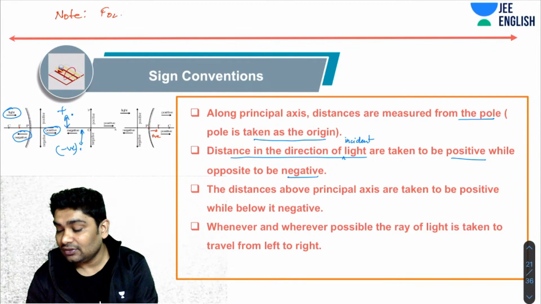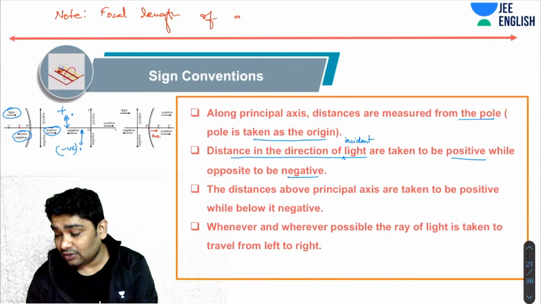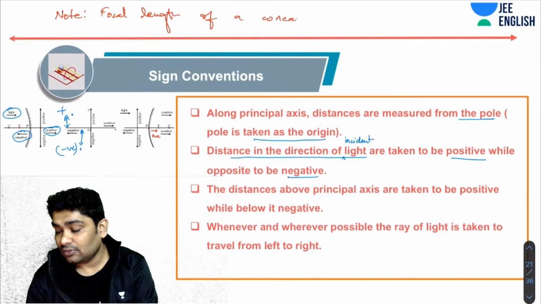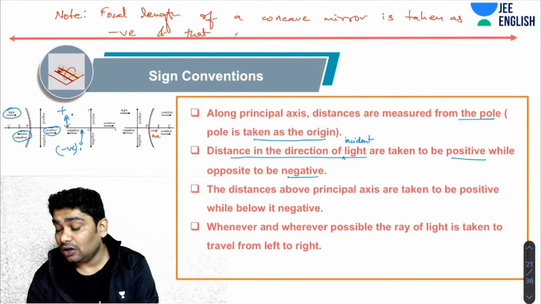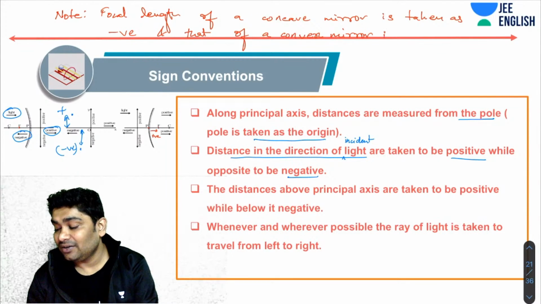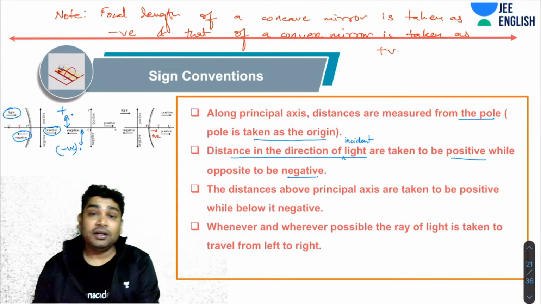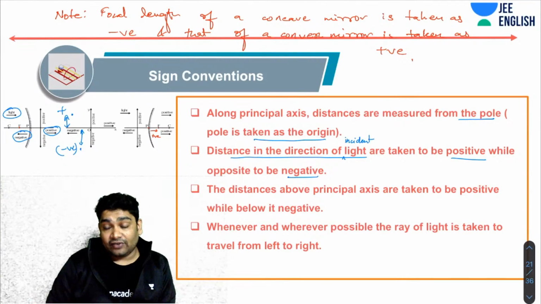Focal length of a concave mirror is taken as negative, and that of a convex mirror is taken as positive.